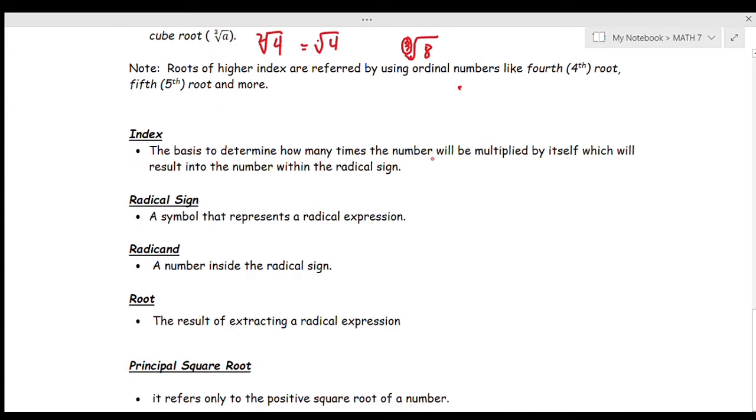Next, ano ba yung index? Pag sinabi nating index, these are the bases to determine how many times the number will be multiplied by itself, which will result into a number within the radical sign. For example, we have the square root of 4, and the result of the square root of 4 could be positive 2 or negative 2.